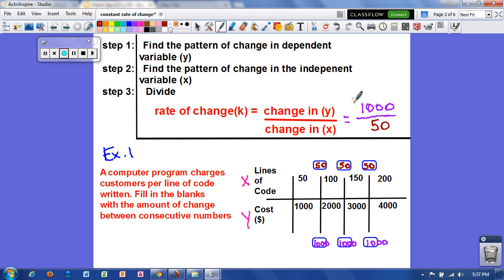And I am going to write that up here. Remember, top dog goes in the house. 50 cannot go into 1, it cannot go into 10, but it can go into 100 2 times. So I subtract, get a remainder of 0. I bring down that last 0. 50 goes into 0 0 times. So that means that my constant rate of change is 20.